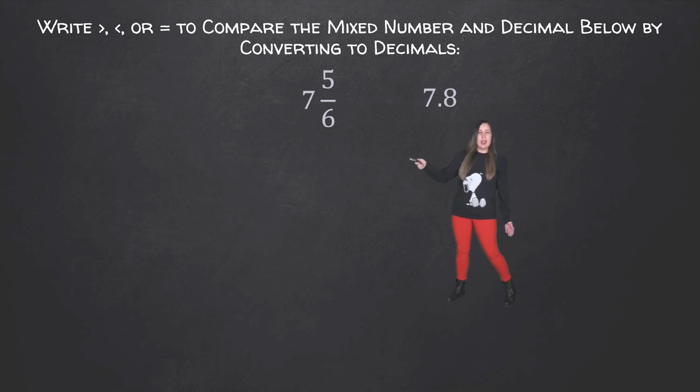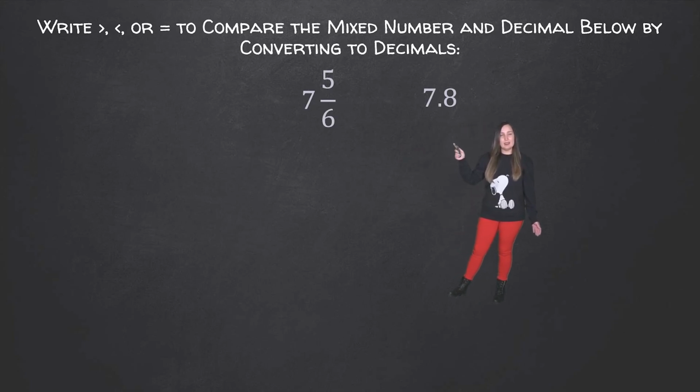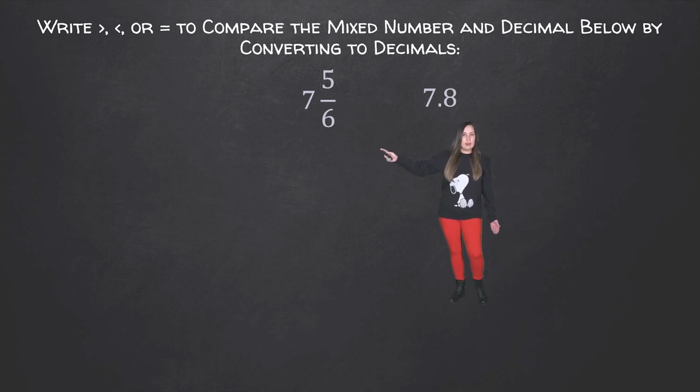So next we have 7 and 5/6 and 7 and 8/10. Now we're going to make sure they're both decimals. This one already is. So we're going to take 7 and 5/6. We're specifically going to take just the fraction, 5/6, and divide the numerator by the denominator.